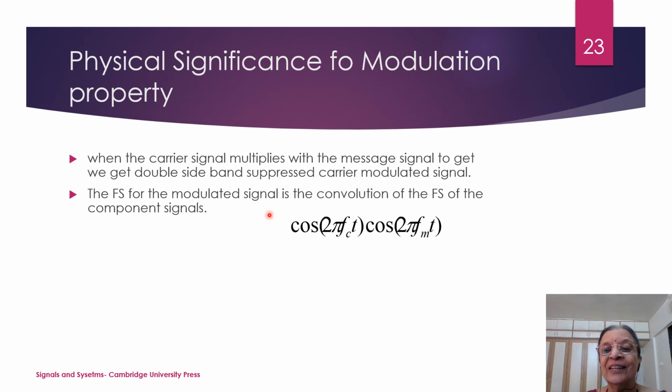Now the Fourier series of the modulated signal is a convolution of the Fourier series of the component signals. So we can find the Fourier series of the modulated signal by just taking the convolution of the Fourier series of the two independent signals.